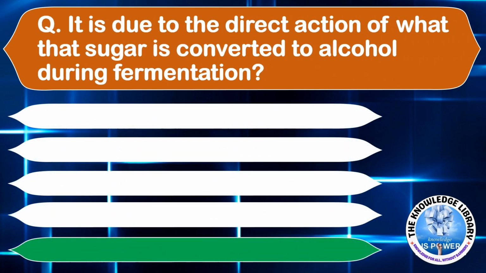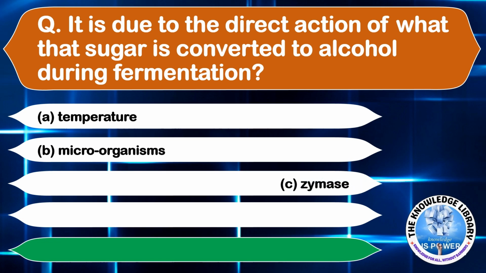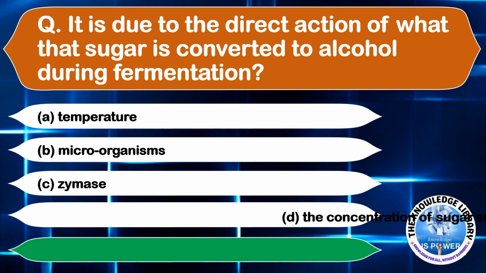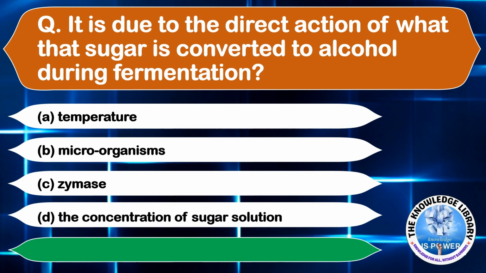It is due to the direct action of what that sugar is converted to alcohol during fermentation? Option A, temperature. Option B, microorganisms. Option C, zymase. And option D, the concentration of sugar solution. The correct answer is option C, zymase. Moving on to the next question.